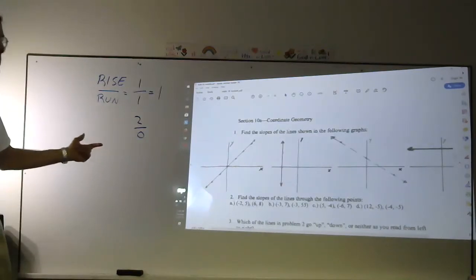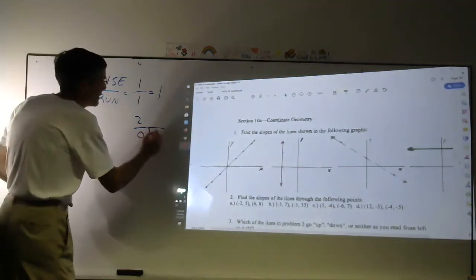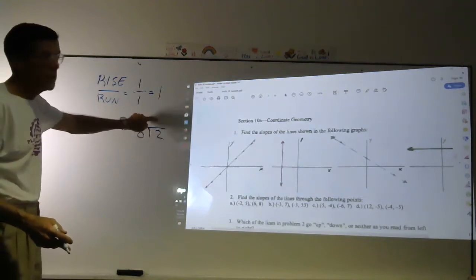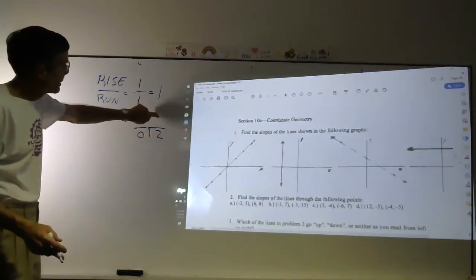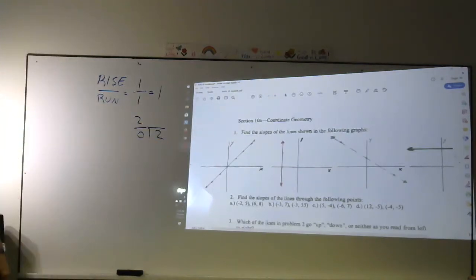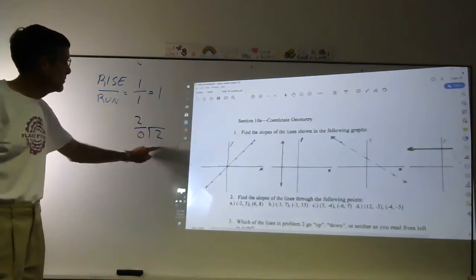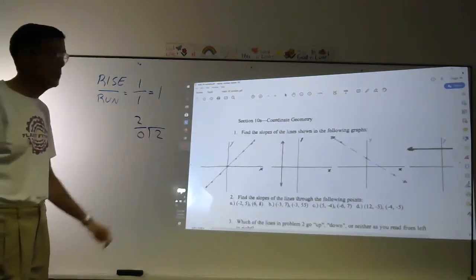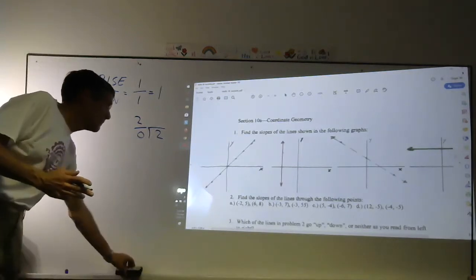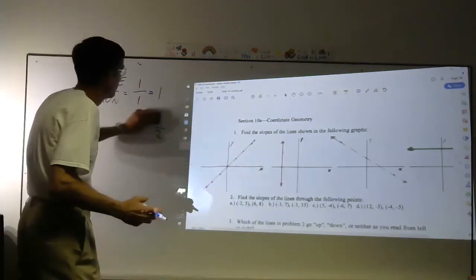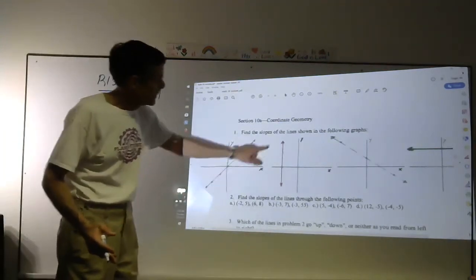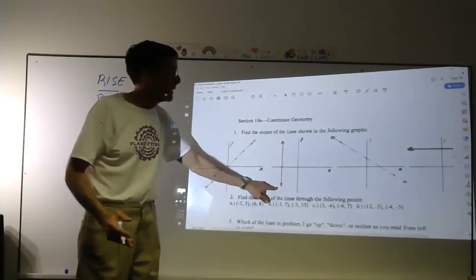If I go up 2 and run nothing, what is 2 divided by 0? If you try to take 0 into 2, what are you going to put up there? Whatever you put up there in the top, you need to take times 0 to get 2, and you can't do that. No matter what you take times 0 is 0. It's never 2. So you cannot divide a number by 0, so the red line has no slope whatsoever. This one had a positive slope. This one has no slope at all.